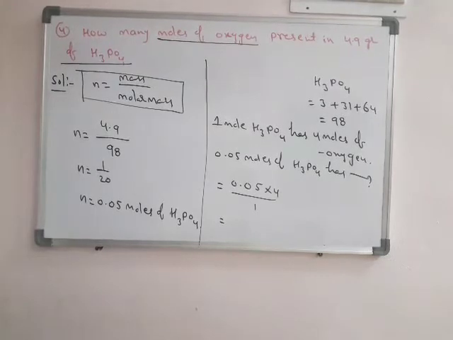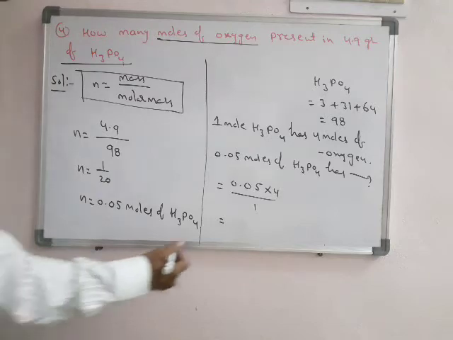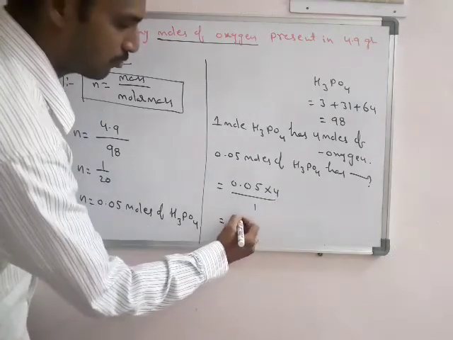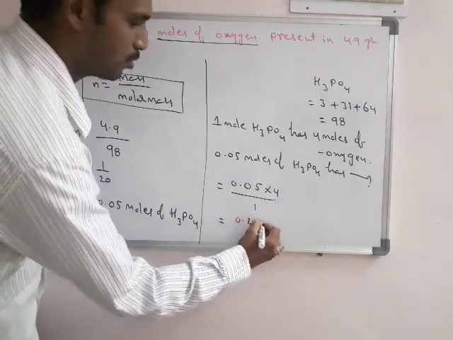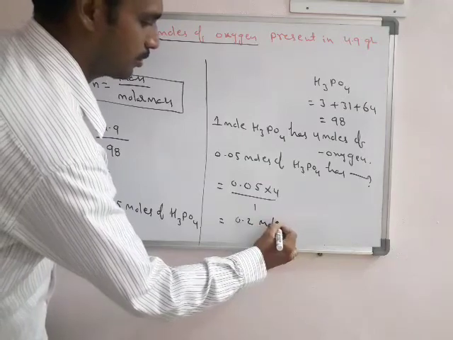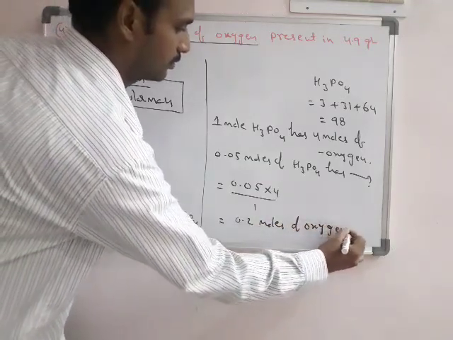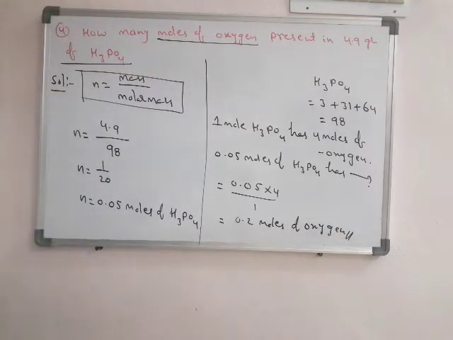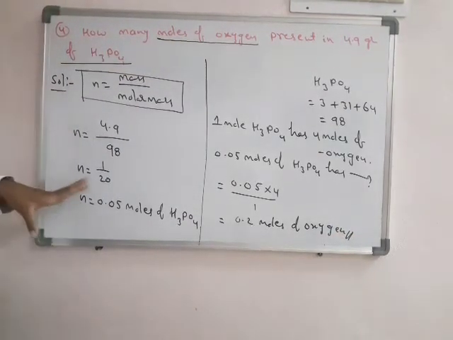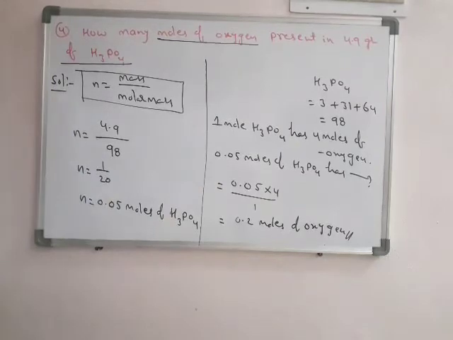So how much are you getting? Here it is 0.05, not 0.5. So 0.05 into 4 means it is 0.2 moles. 0.2 moles of oxygen. So first we converted to the total moles, then we did it only for oxygen.